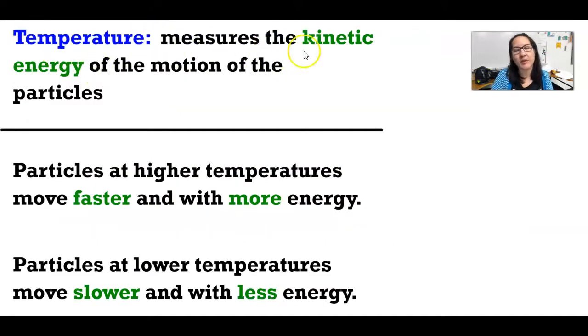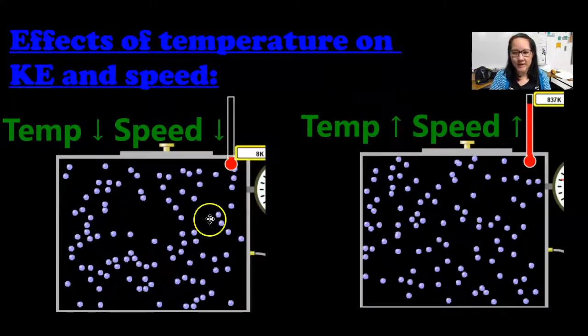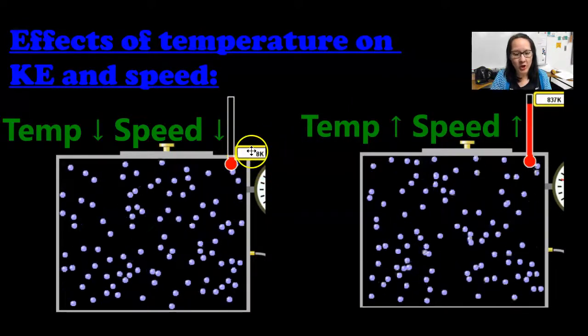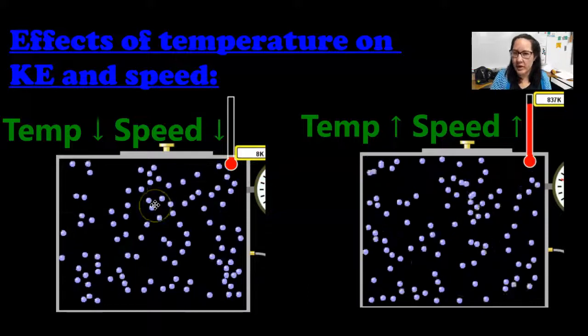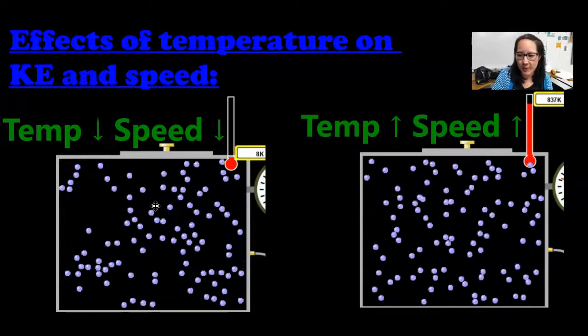So temperature is a measure of the kinetic energy of the motion of particles. Particles at higher temperatures move faster and with more energy. Particles at lower temperatures move slower and with less energy. So if we take a look at this, here we have 8 Kelvin as the temperature, and so you can see how very slowly the particles are moving. They have a low energy and they move slowly.